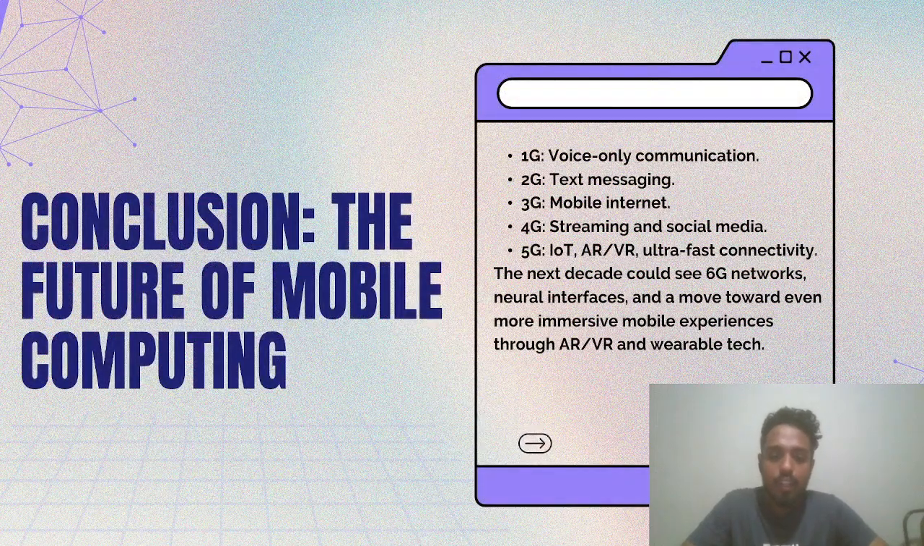In conclusion, the future of mobile computing is looking at a faster, more rapid development from 1G up until 5G, and later in the next decade, we could see a 6G network with neural interfaces and moving more toward immersive mobile experiences through AR, VR, and wearable tech.